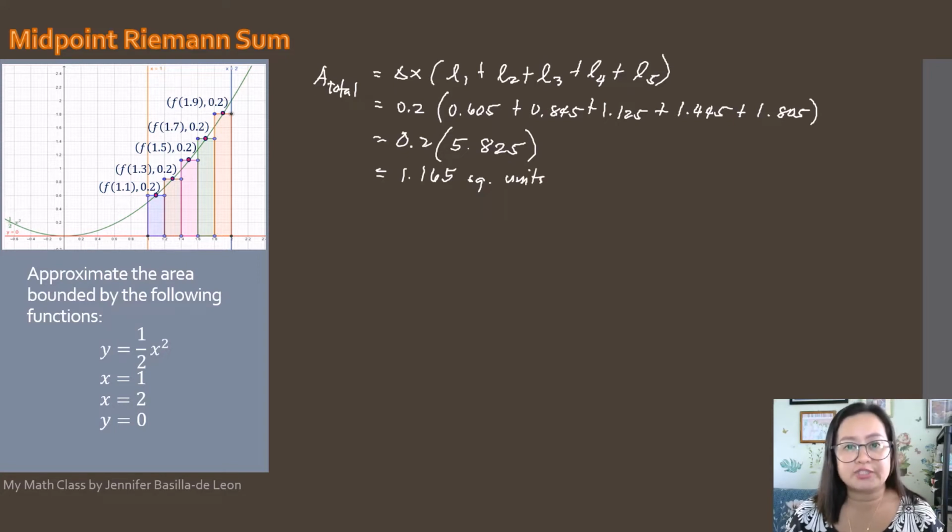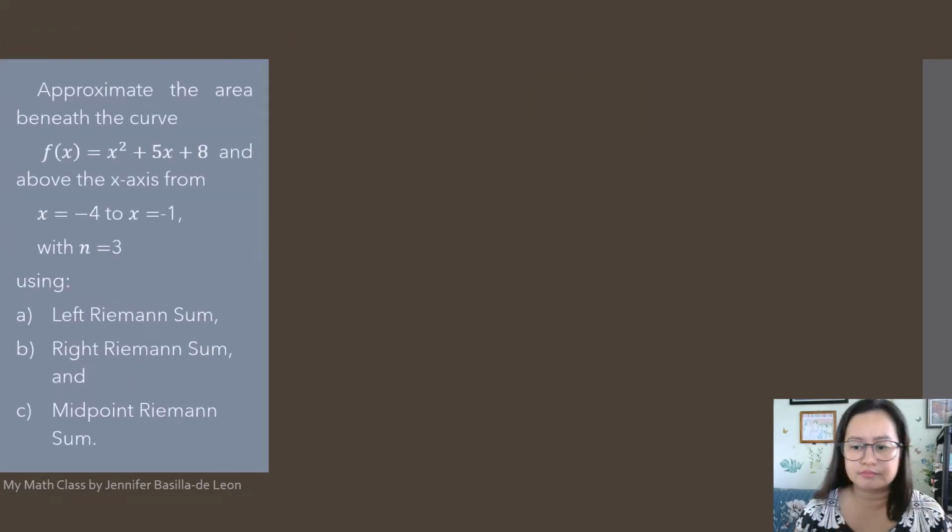I hope you were able to get that and compare the values or compare the process of each type of Riemann sum. Now let's have another example. Approximate the area beneath the curve f of x equals x squared plus 5x plus 8 and above the x-axis from x equals -4 to x equals -1 with n equals 3 using the three types of Riemann sum formula.